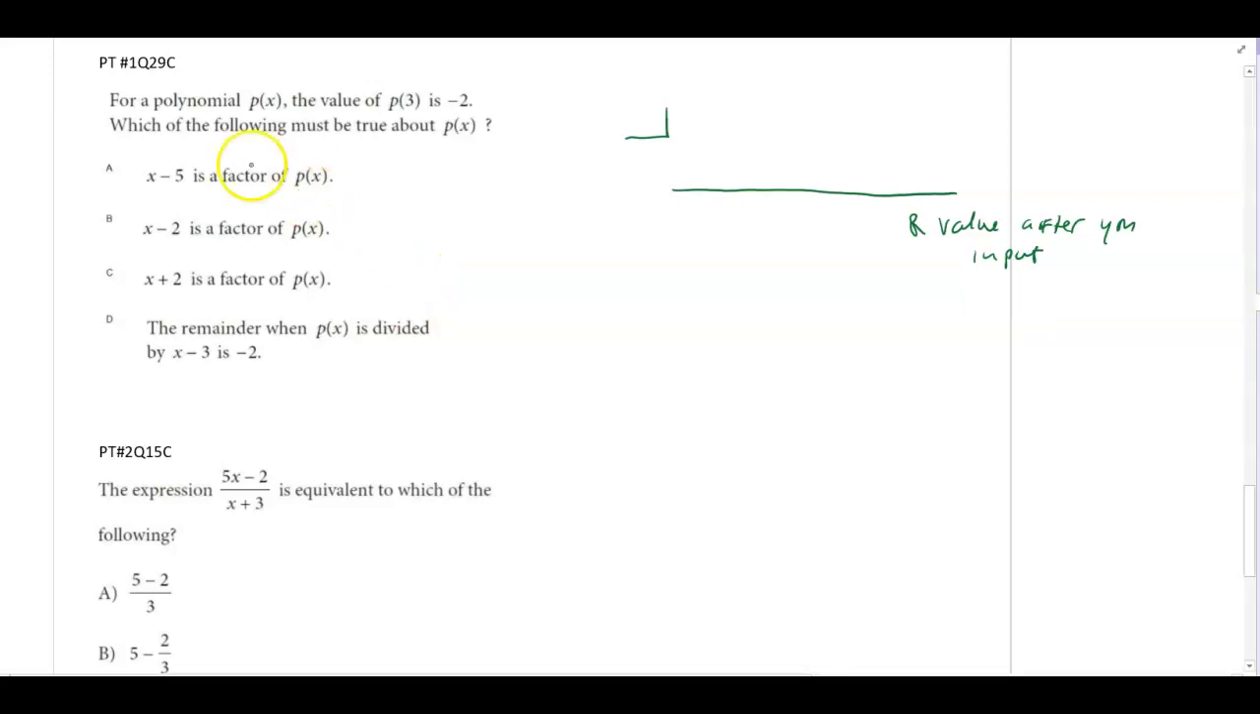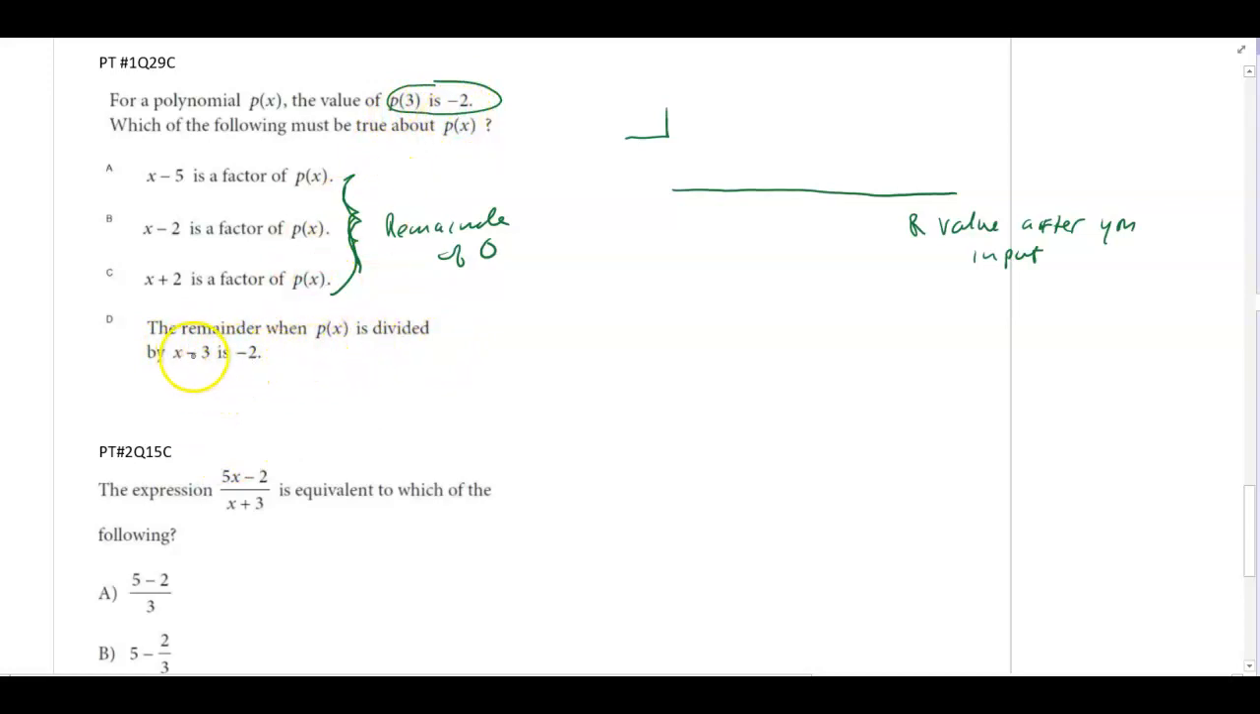with that input x. So it says, for a polynomial p of x, the value of p of 3 is negative 2. Which of the following must be true about p of x? Really, they say x minus 5 is a factor of p of x. You really can't determine that from the given. x minus 2 is a factor of p of x. Or x plus 1 is a factor. Remember, if any of these are factors, you would have to have a remainder of 0. So that can't work.